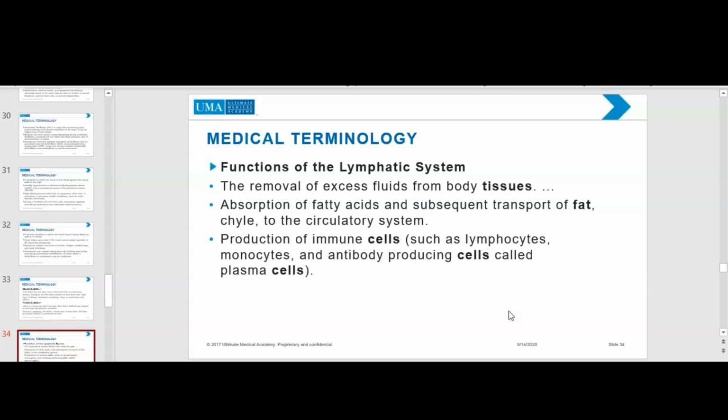Okay, now we're going to talk a little bit about the functions of the lymphatic system. The removal of excess fluids from the body tissues, absorption of fatty acids, and subsequent transport of fat, chyle, to the circulatory system. Production of immune cells such as lymphocytes, monocytes, and antibody-producing cells called plasma cells.